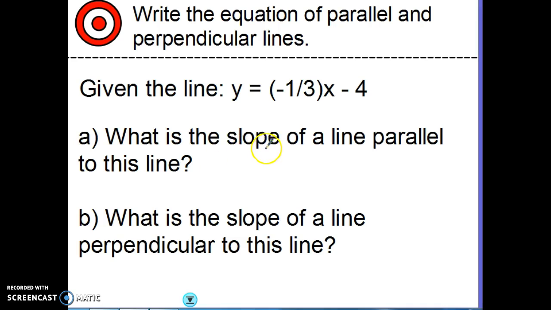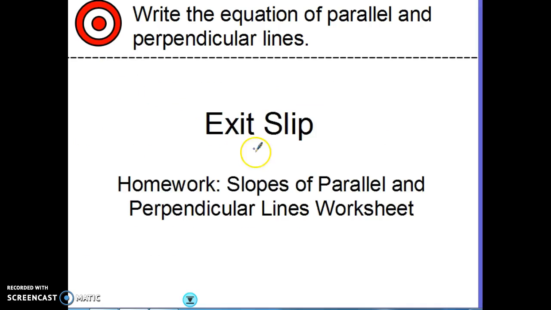All right, what is the slope of a line parallel to this line? So here's my slope. So the slope of a line parallel is just going to be negative 1/3. The slope of a line perpendicular to that, I need to take 1/3 and flip it over. So that's going to be 3 over 1, which is 3. This one's negative, so this one needs to be positive. So I'm just going to leave it like that. So m equals positive 3. So that gives you a little taste of slopes of parallel and perpendicular lines.